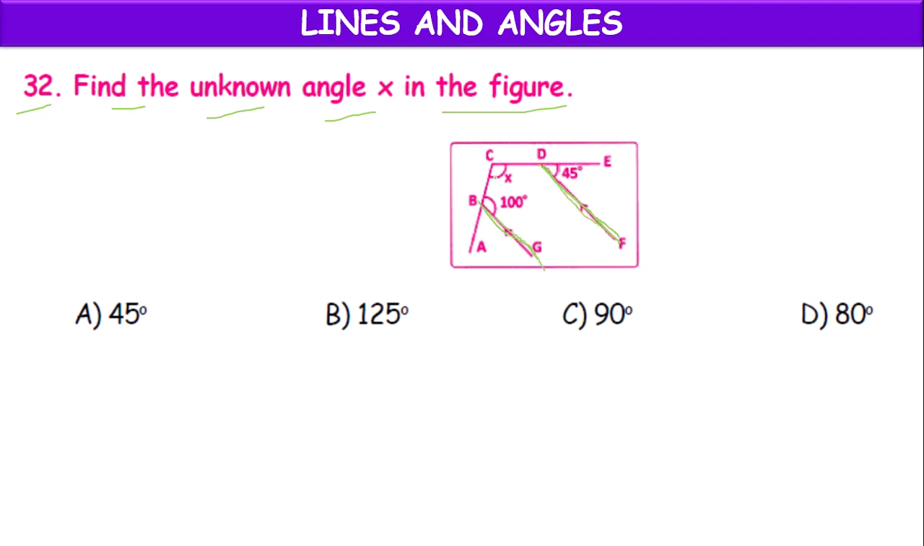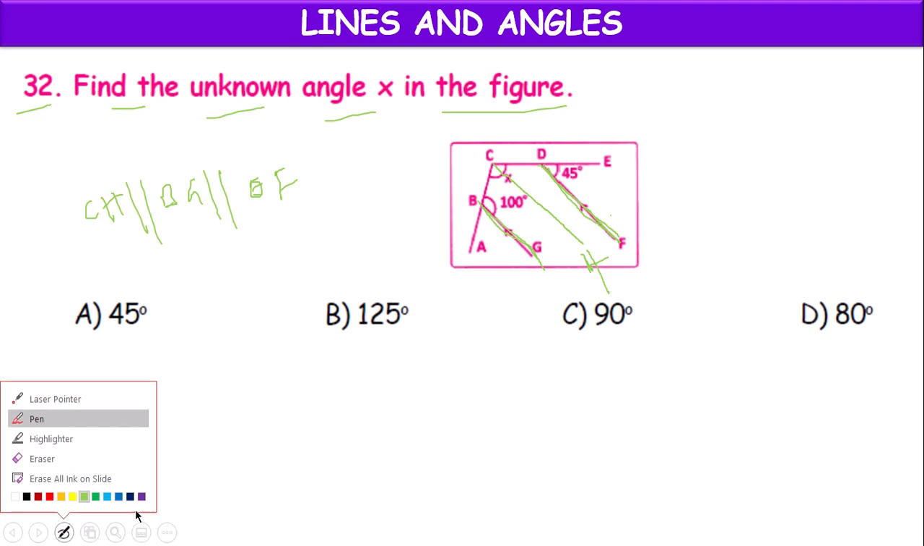For finding x, let's do a small construction. From C, we can draw a line which is parallel to both BZ and DF. Let us name it as CH. Now we have to draw a line CH such that it is parallel to BZ and it is parallel to DF.